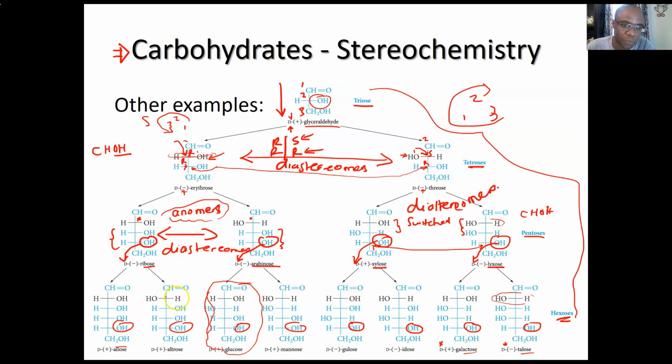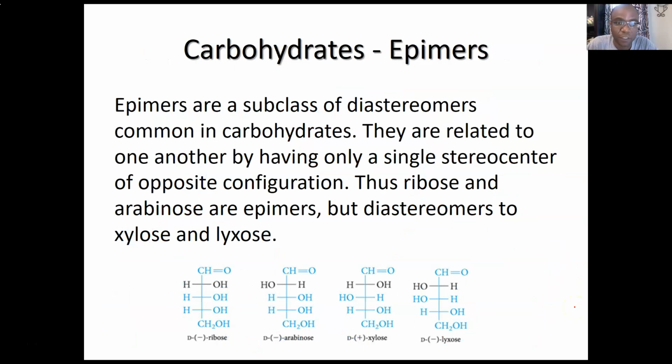You don't need to memorize these structures. All I need you again to know is whether it's a D or an L, or whether it's a ketose or an aldose, or whether the two structures are enantiomers or diastereomers, whether it's a triose, tetrose, pentose, hexose.